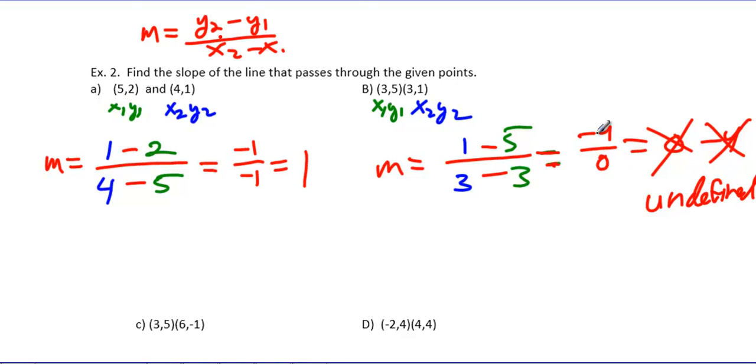If you type this into your calculator, and I hope that you have a calculator with you, and that you do actually do this, please take that calculator out and type that in, negative 4 divided by 0. Your calculator is going to tell you that you have an error because you cannot divide by 0. And that is what makes this undefined. All right, let's move on.